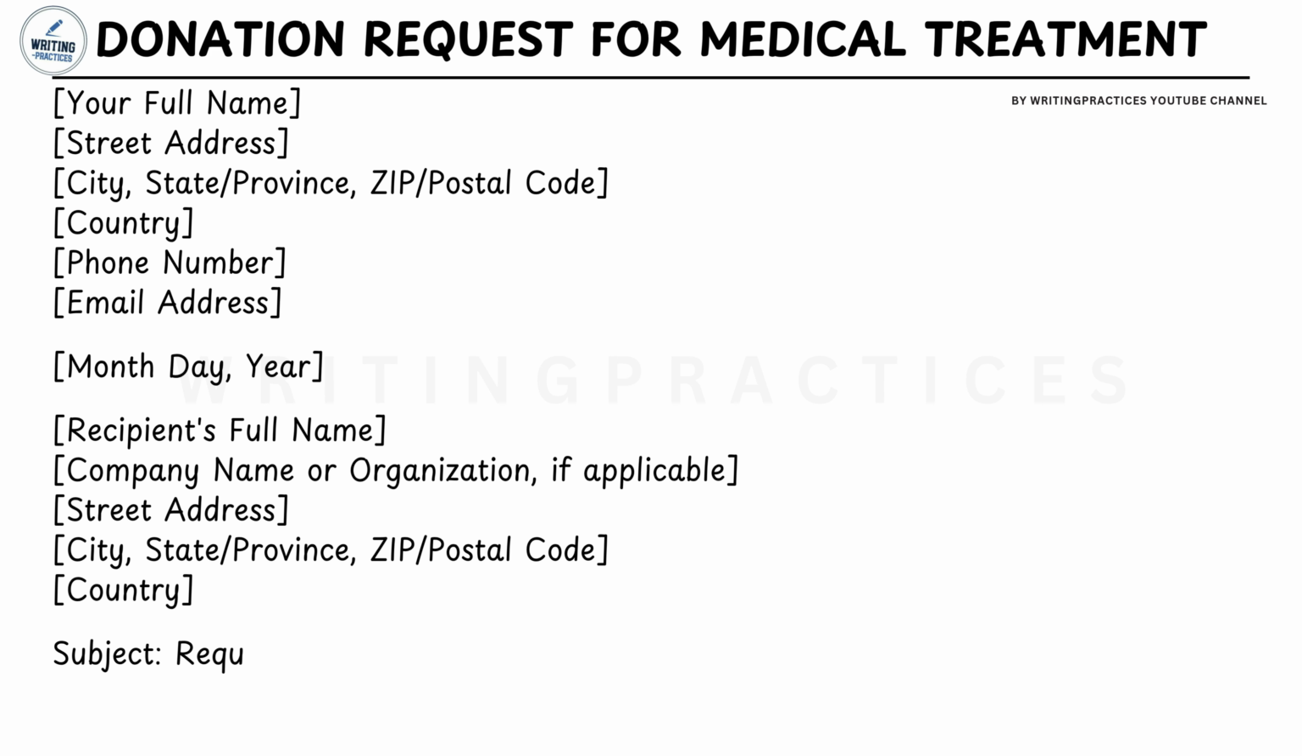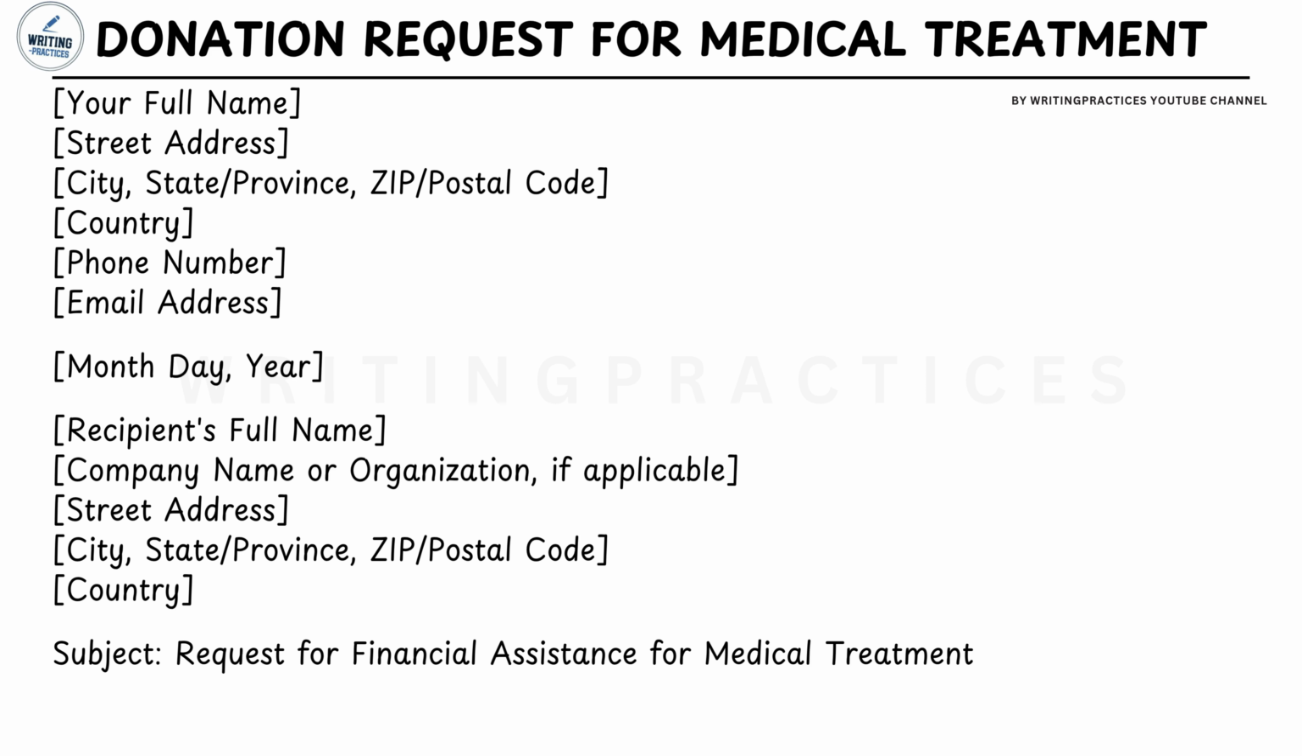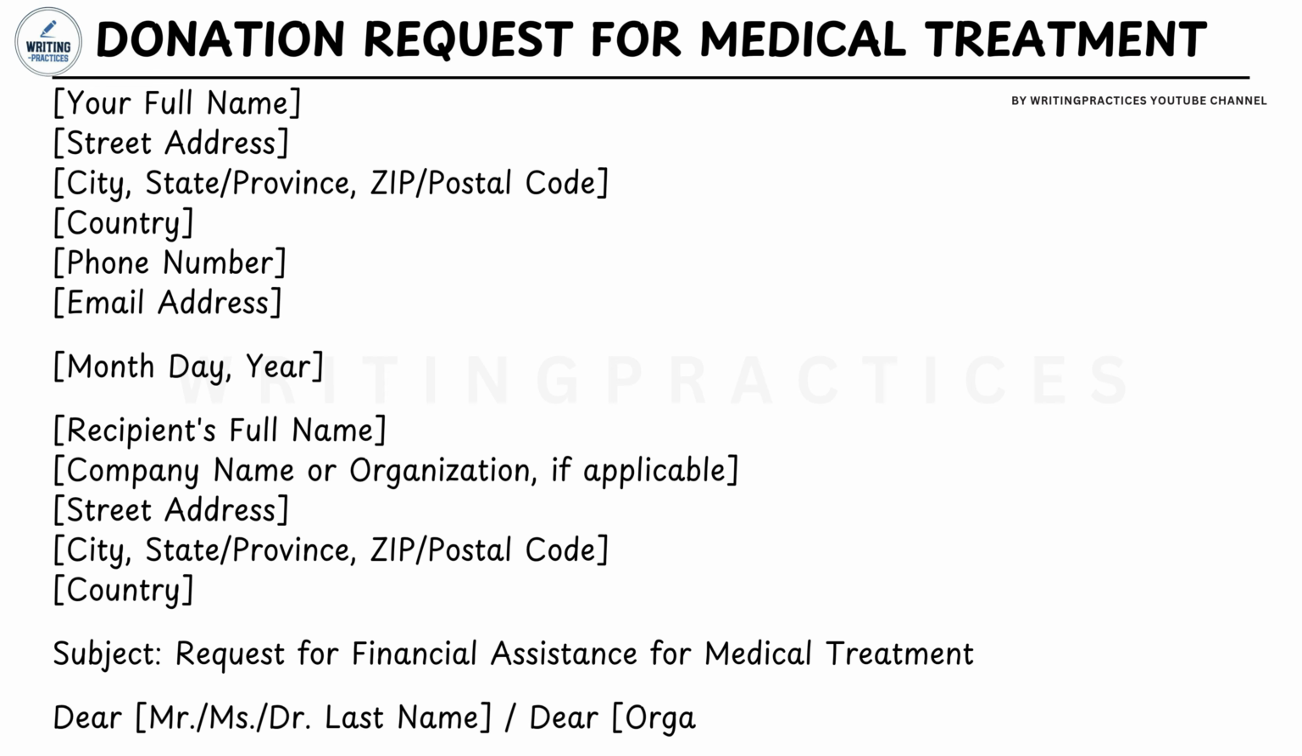Subject line. Now write a clear subject line. For example, subject, request for financial assistance for medical treatment. The subject immediately tells the recipient the purpose of your letter and allows them to understand the nature of your request before reading the details. Salutation. Address the recipient professionally. For example, Dear Mr. Hayes, or Dear Hayes Community Foundation Team. Using a respectful greeting creates a professional and sincere first impression.